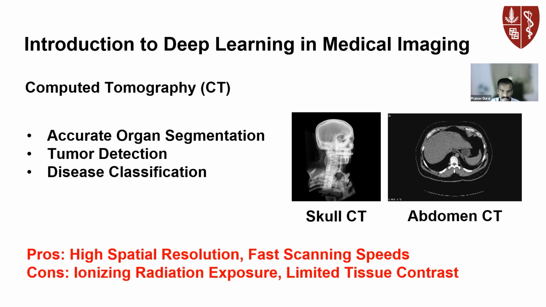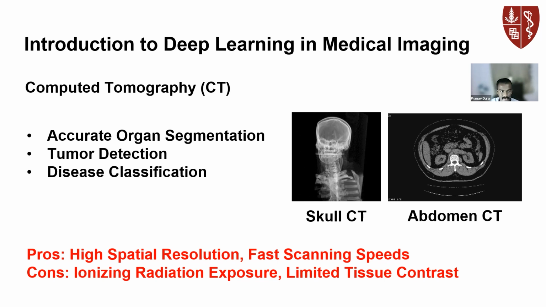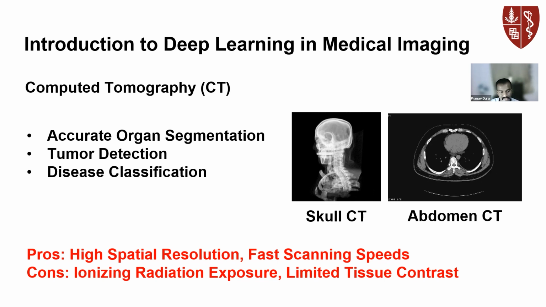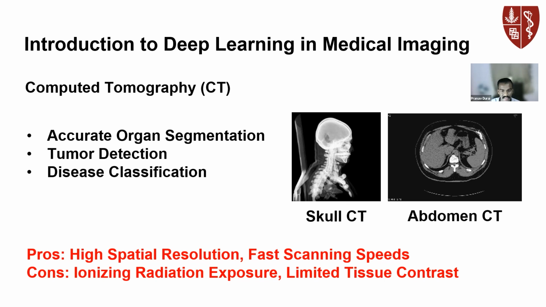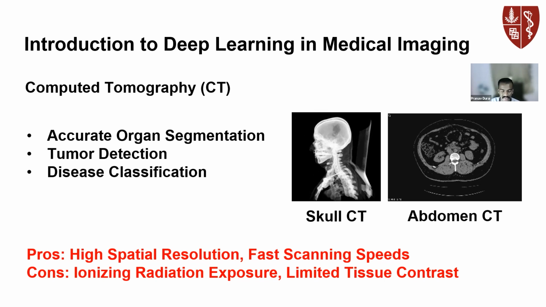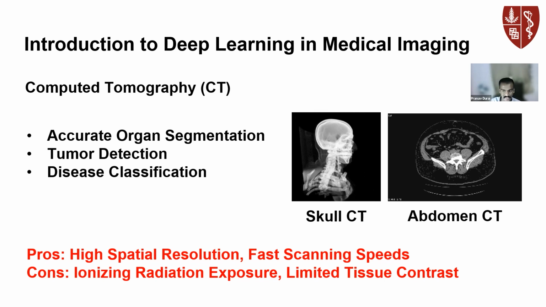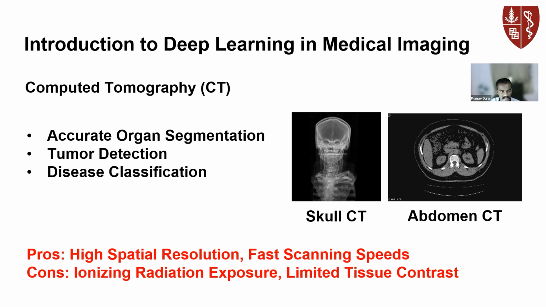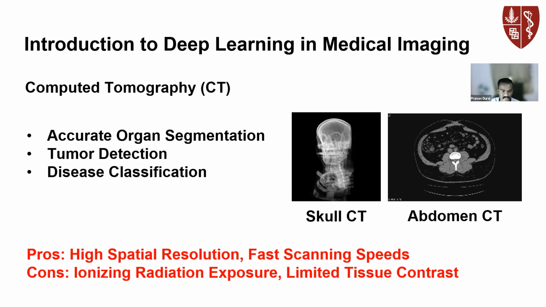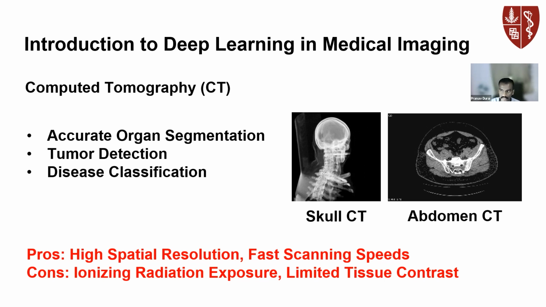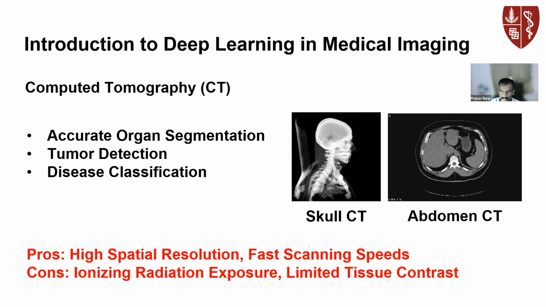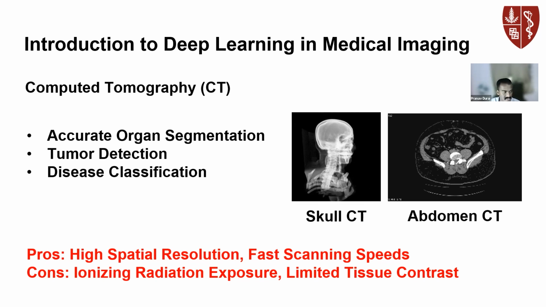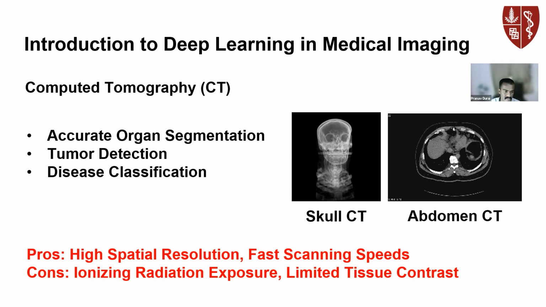But the thing is, CT comes with a little bit of pros and cons. The pro is definitely high spatial resolution, right? It allows for detailed visualization of the internal structures and tissues within the body, right? And it really helps with identifying small lesions, tumors, or even some of the abnormalities which can be missed by other imaging modalities, right? And the second thing is that it also has fast scanning speeds, right?